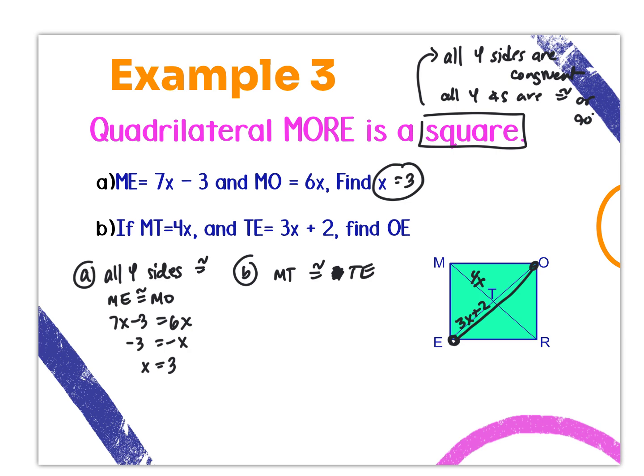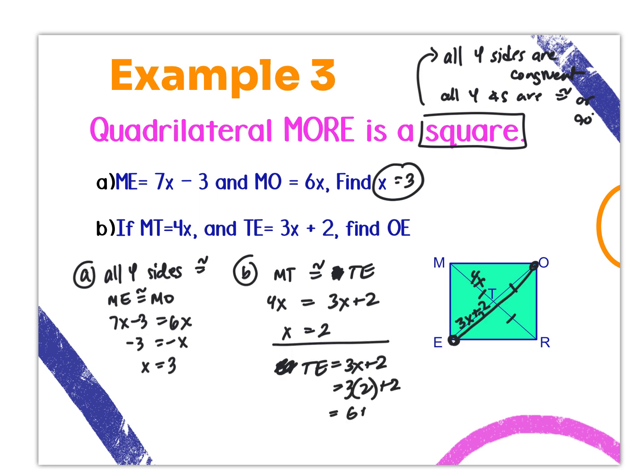And I know that because a square is also a rectangle, and if it's a rectangle, I know that these 4 pieces have to be equal to each other, okay? So I know that 4x is going to equal 3x plus 2, so x equals 2. So now I come back over here, and TE equals 3x plus 2, and if x happens to be 2, then it's going to be 6 plus 2, or 8. So TE is 8, this piece is 8, so together OE must be 16.